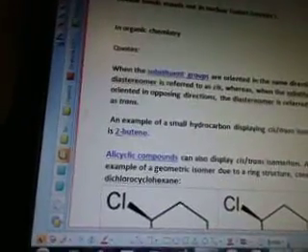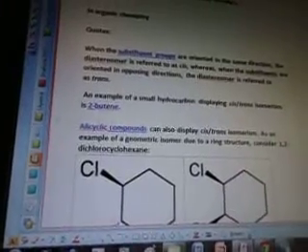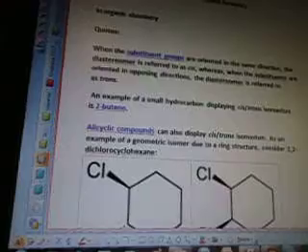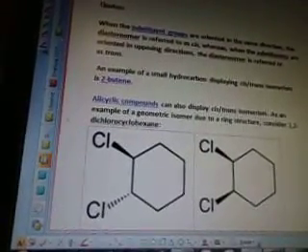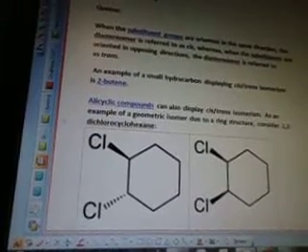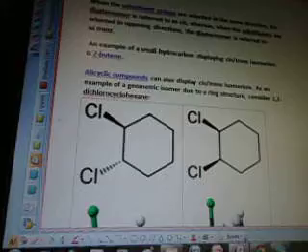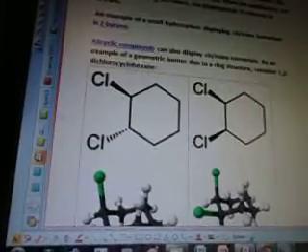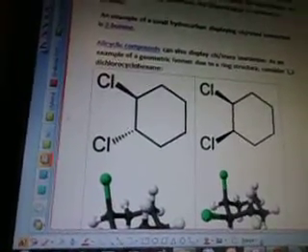So, inorganic chemistry, quotes from Wiki. When the substituent groups are oriented in the same direction, the diastereomer is referred to as cis, whereas when the substituents are oriented in opposing directions, the diastereomer is referred to as trans. An example of a small hydrocarbon displaying cis-trans isomerism is 2-butene. Alicyclic compounds can also display cis-trans isomerism.